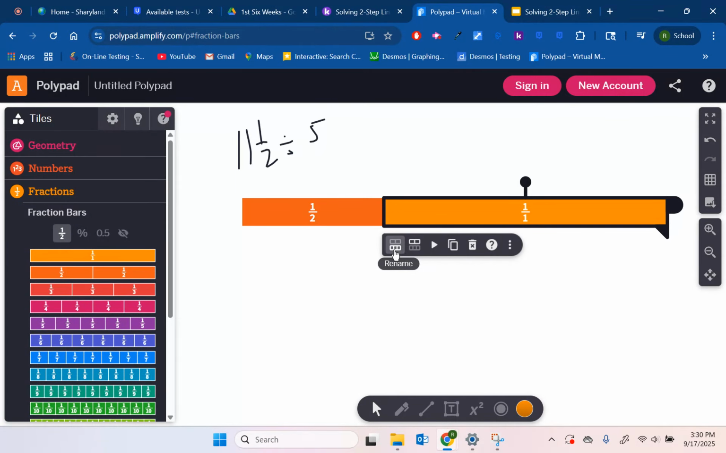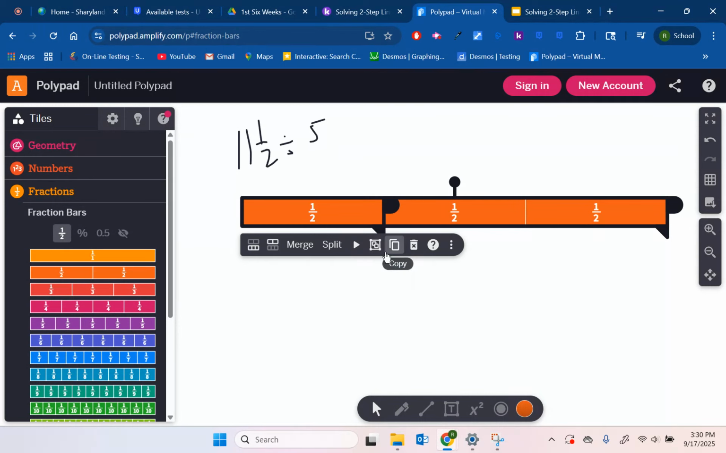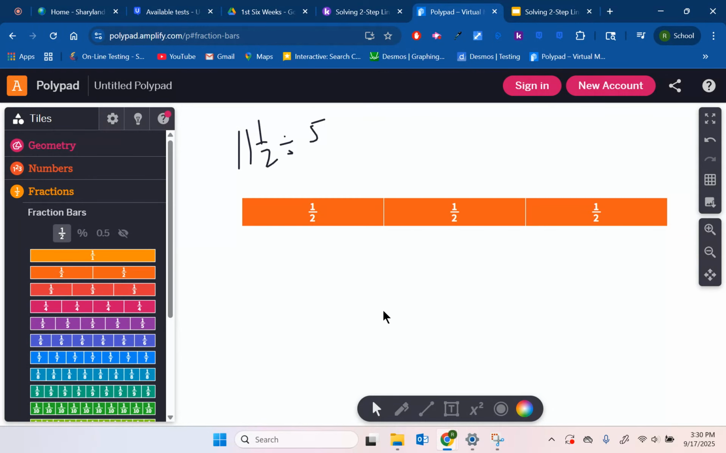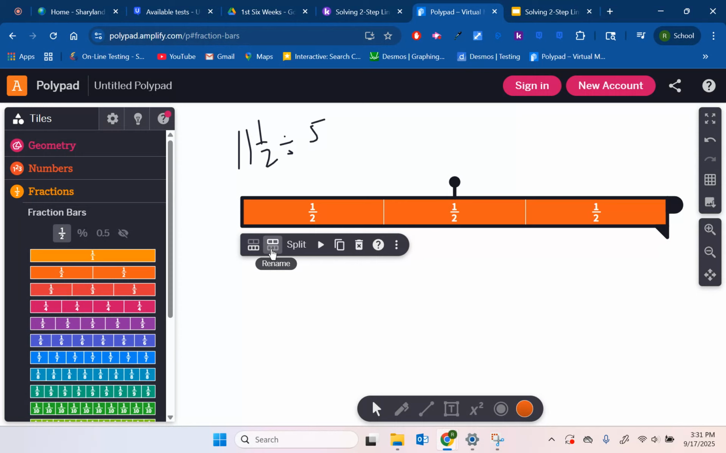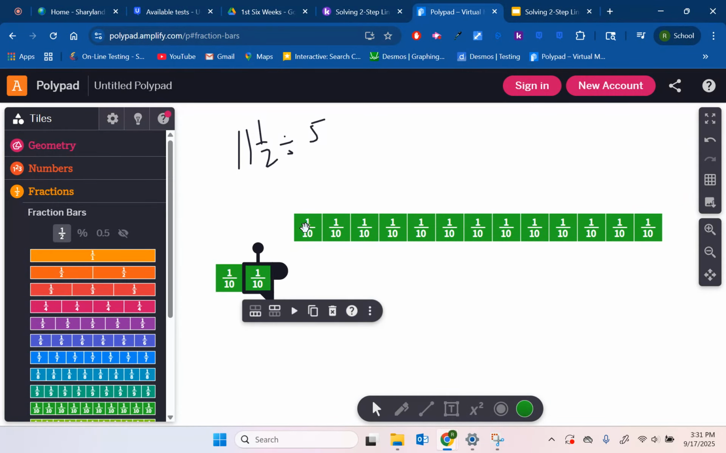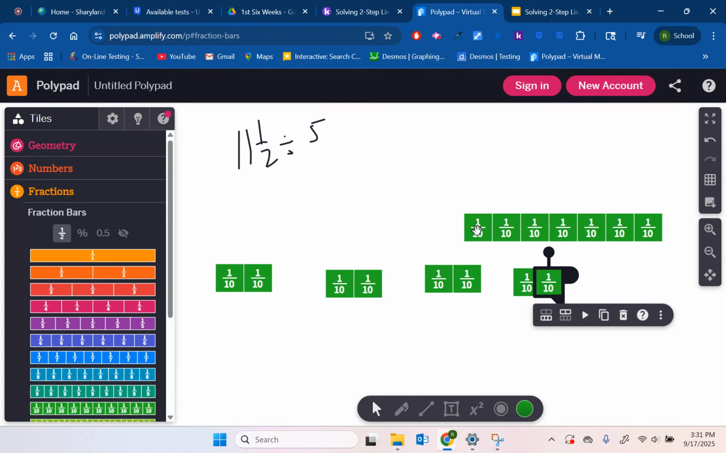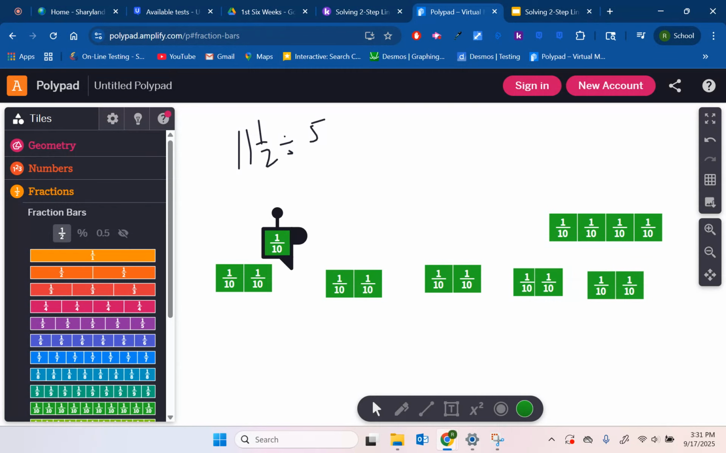What if I cut this into halves as well? That's 3 halves. Let's see here. Merge. All right. 5 parts. 1, 2, 3, 4, 5, 6, 7, 8. Nope. I'm trying to get 5. 1, 2, 3, up to 9, getting close. Let's go into tenths. All right, let's split this guy up into 5 parts. Look at that.